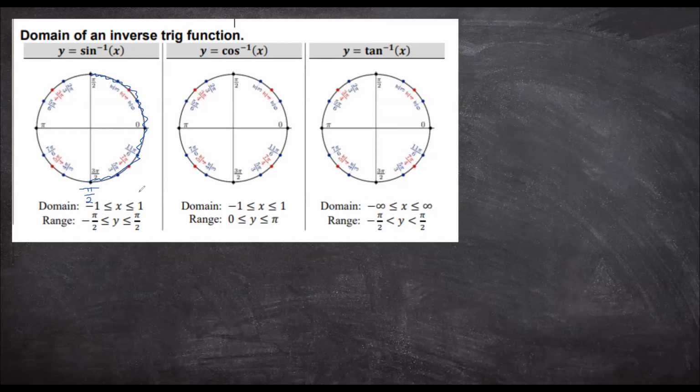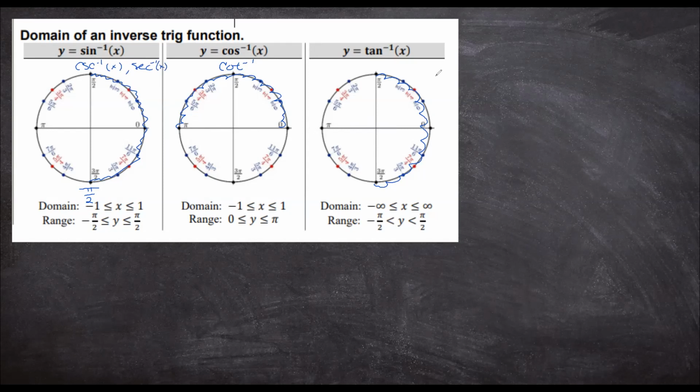Cosine, we said, was this half circle, and then tangent was negative pi over 2 to pi over 2. So sine and tangent maintained the same. Inverse cosine was from 0 to pi. Just to kind of back this up, inverse cotangent was also this domain of 0 to pi. Inverse cosecant was negative pi over 2 to pi over 2, and inverse secant was also negative pi over 2 to pi over 2.